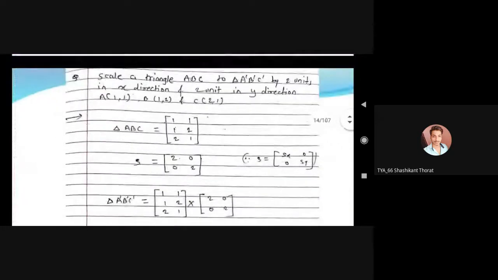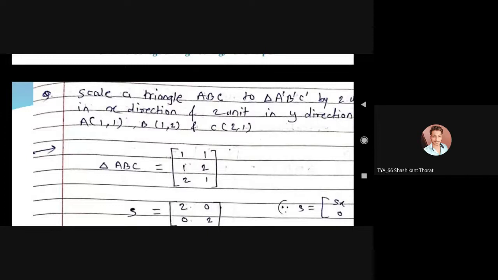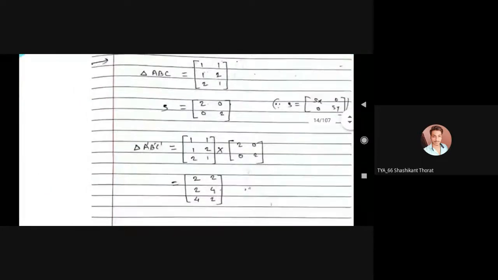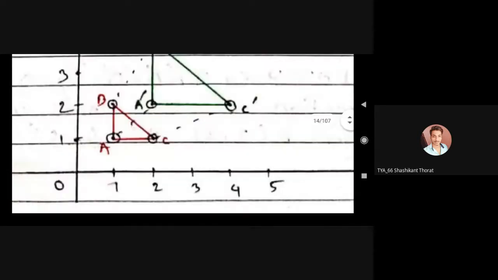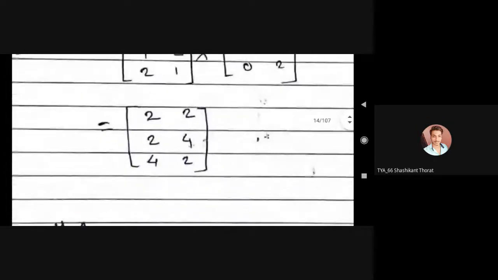The only basic thing is, if they ask for scaling, you have to write the scale transformation matrix first of all and multiply it with the reference. This is the basic requirement. After that we also have to write the graphical representation. This is the given triangle ABC, and according to the final calculation you have to draw that also.